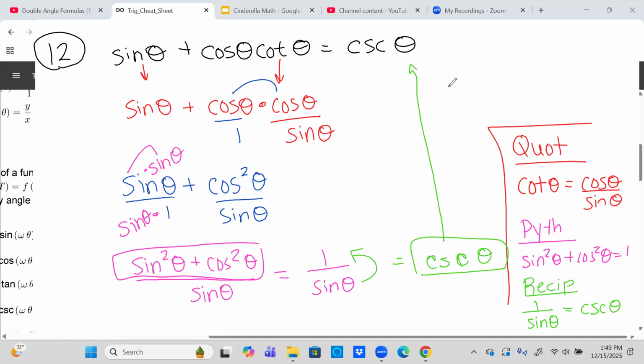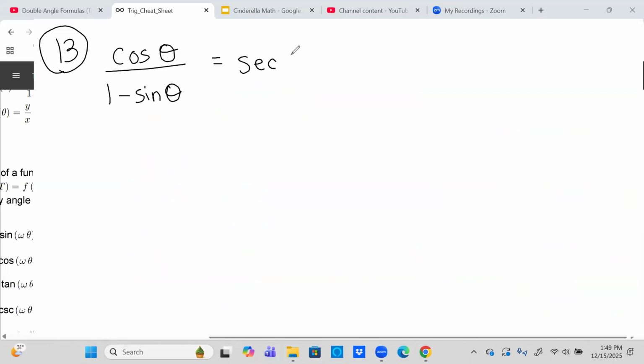Coming to 13. All right, we have cos over 1 minus sine equals secant plus tangent. Alrighty. The rule of thumb is you start with the more complicated side. They honestly look about equal complicatedness, but probably should go with the fraction.